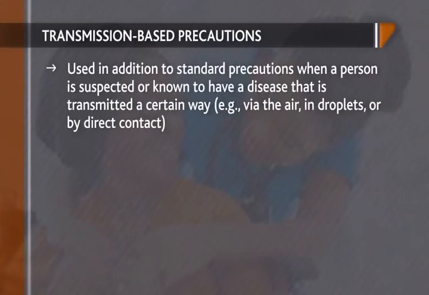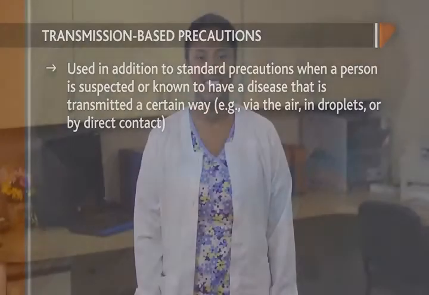Transmission-based precautions are used in addition to standard precautions when a person is suspected to have a disease that is transmitted a certain way. For example, via the air, in droplets, or by direct contact. Transmission-based precautions are used along with special environmental controls, such as ventilation systems, liquid waste disposal methods, and procedures for handling contaminated linens or trash to prevent the spread of infection throughout the facility. Any of the 3 types of transmission-based precautions can be used in combination with the others.